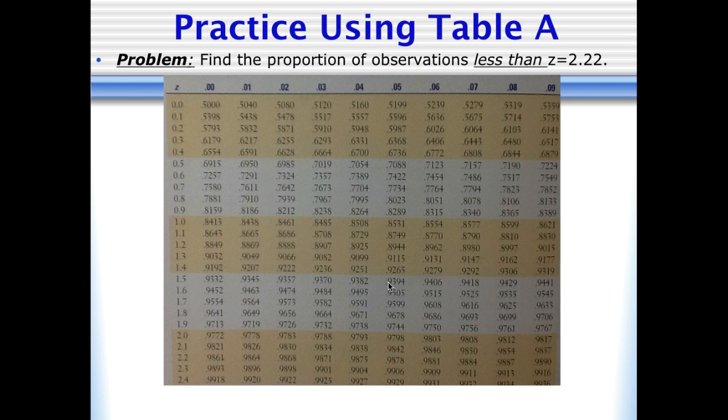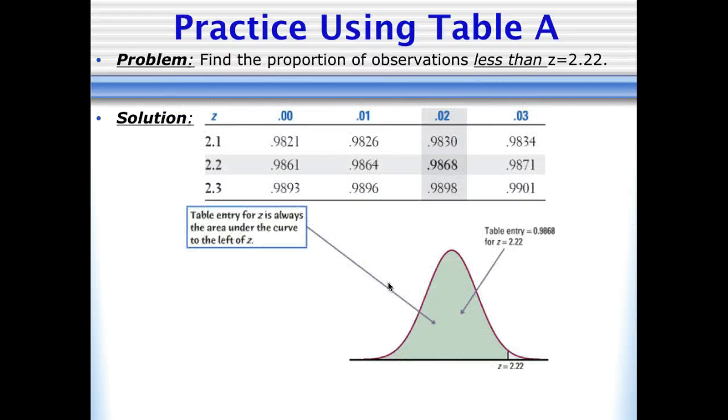This is what your table should look like, and for example, if I want to find the proportion or the probability of getting an observation with a z-score less than 2.22, I'm going to go along the vertical axis of my z-scores, and I'm going to find 2.2, and I'm going to scroll all the way over until I find the missing second decimal place of 0.02. And that'll tell me the probability of getting a value less than that z-score.